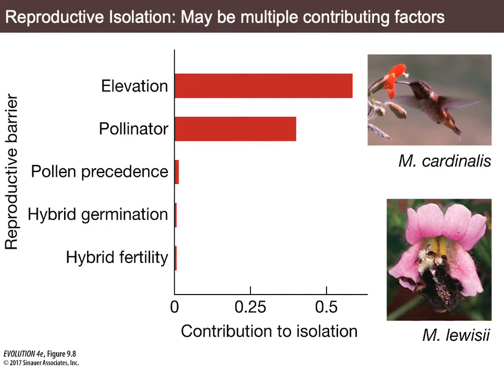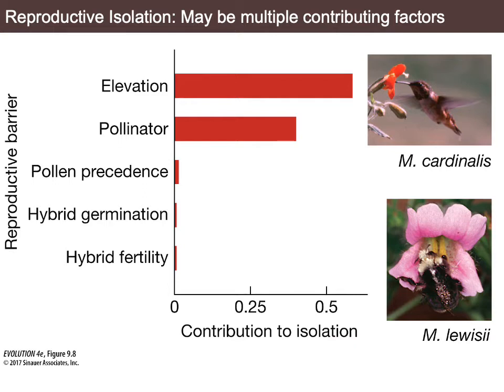You'll notice also that pollen precedence, hybrid germination, and hybrid fertility contribute, though they don't contribute all that much. Okay, so pollen precedence simply means that the pollen of a Lewisii is going to have greater success pollinating a Lewisii than a Cardinalis pollen would. So if you put both types of pollen on a Lewisii, it's the Lewisii pollen that is going to have the highest chance of actually fertilizing that flower, just because they are biologically, chemically, genetically a better fit.